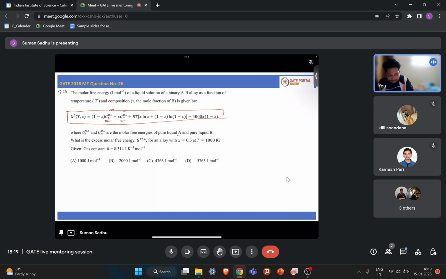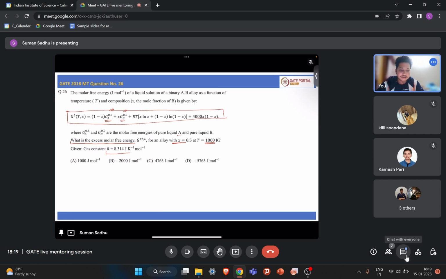And what is the excess molar free energy for an alloy where X is equal to 0.5? That means your mole fraction is 0.5. So mole fraction of A and B both are 0.5. Temperature is also given, that is 1000 Kelvin, and gas constant R is 8.314 joule per Kelvin. So option A is 1000 joule per mole, option B is minus 2000 joule per mole, option C is 4763 joule per mole, and option D is minus 5763 joule per mole.